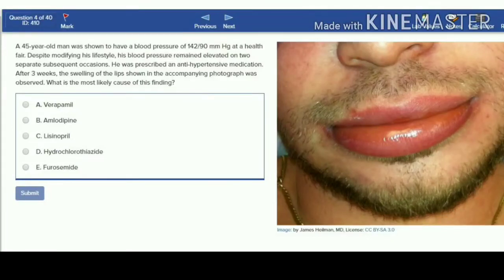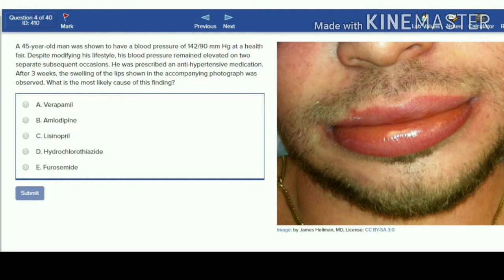Today, I'm going to discuss another question from UWorld. A 45-year-old man was shown to have a blood pressure of 142 over 90 mmHg at a health fair. Despite modifying his lifestyle, his blood pressure remains elevated on two separate subsequent occasions. He was prescribed an antihypertensive medication. After 3 weeks, swelling of the lips, shown in the accompanying photograph, was observed. What is the most likely cause of this finding?